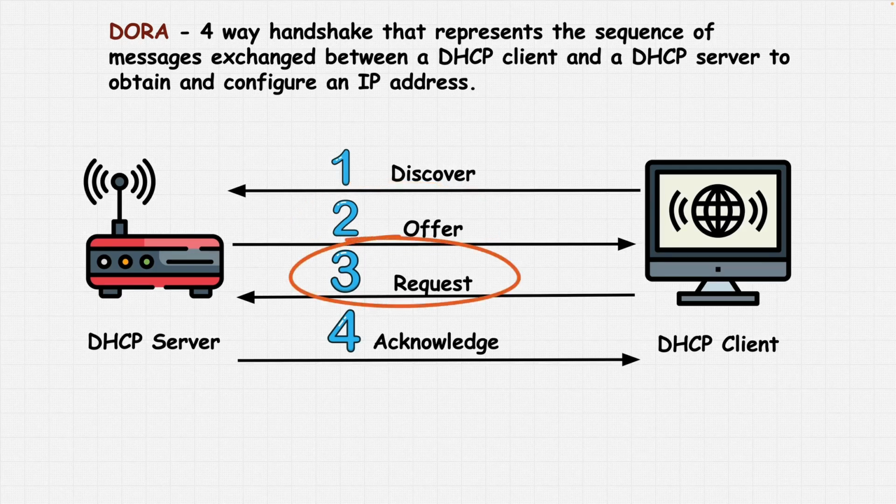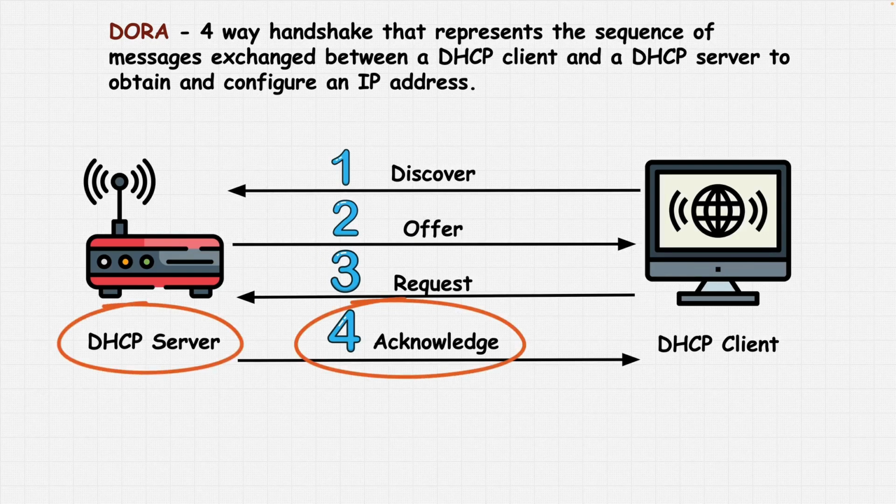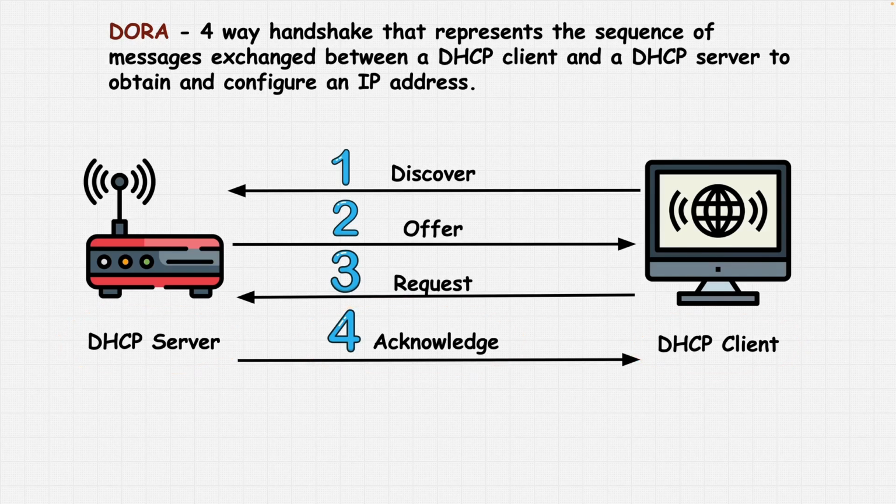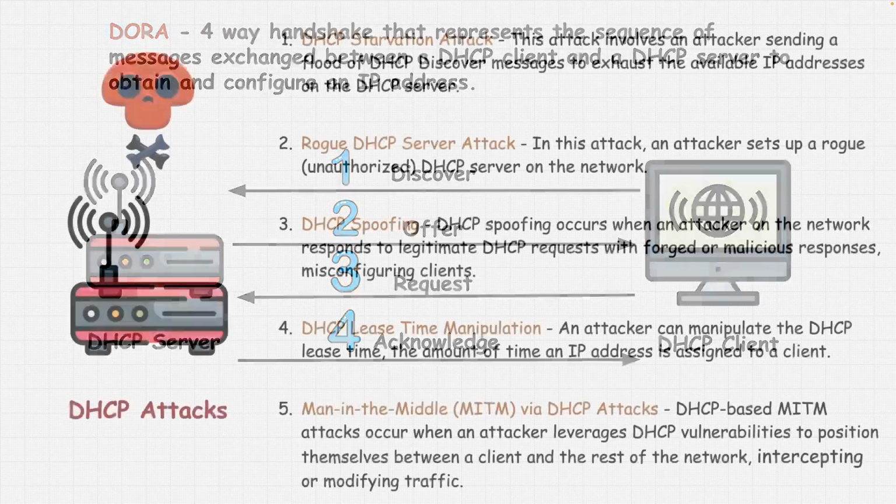The third step is when the client replies with a DHCP Request message indicating that it accepts the offered IP address, and the DORA is finished with the Acknowledgement step, which is when the DHCP server sends a DHCP Acknowledgement confirming that the IP address has been assigned and the client can now use it. This process allows a seamless configuration of devices within a network, but it also opens opportunities for attackers to exploit weaknesses in DHCP. Now that we know how DHCP works and the DORA process that is used by the DHCP server and client, let's talk about common DHCP attacks.